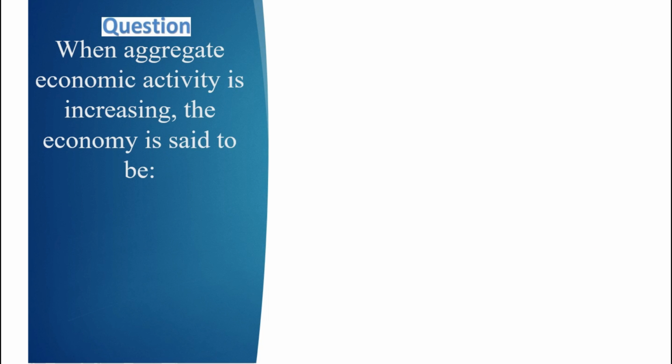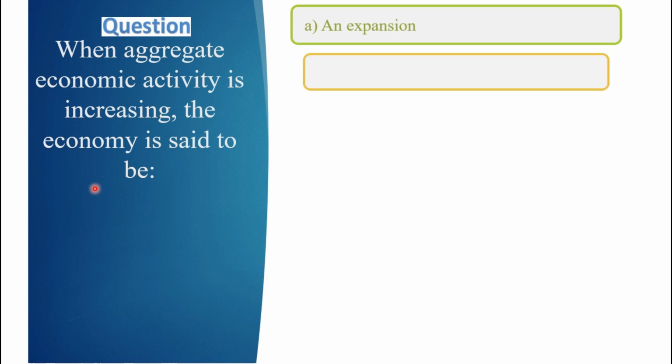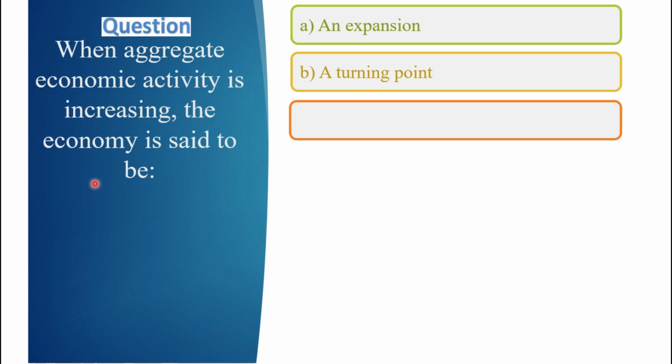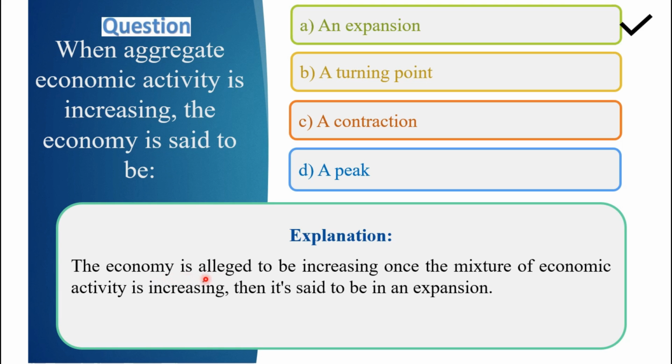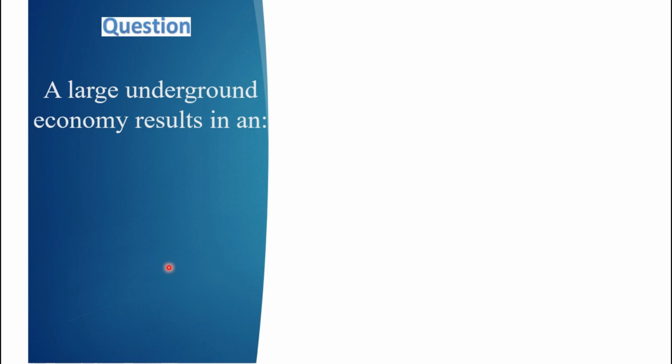And our next question is, when aggregate economic activity is increasing, the economy is said to be: option number 1, an expansion; option number 2, a turning point; option number 3, a contraction; or option number 4, a peak. And the correct answer for this question is an expansion. The economy is said to be expanding once the aggregate economic activity is increasing, then it's said to be an expansion.